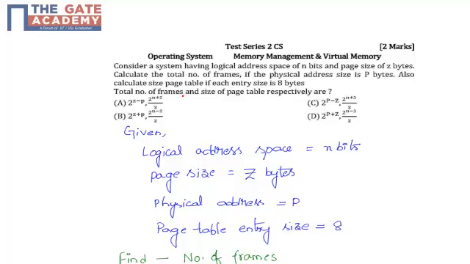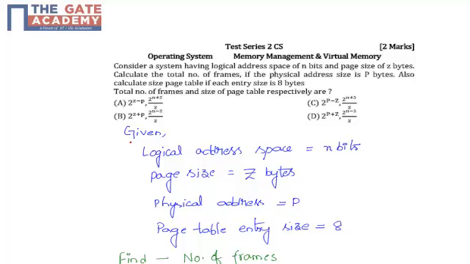Total number of frames and size of page table respectively are: option A, 2 power z minus p, 2 power n plus 2 by z. Option B, 2 power z plus p, 2 power n minus 2 by z. Option C, 2 power p minus z, 2 power n plus 3 by z. Option D, 2 power p plus z, 2 power n minus 3 by z.